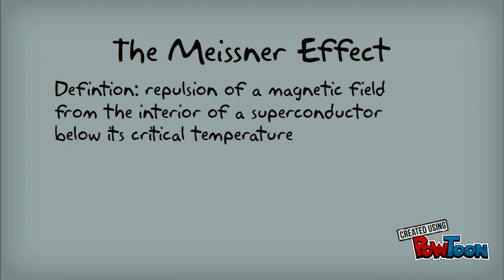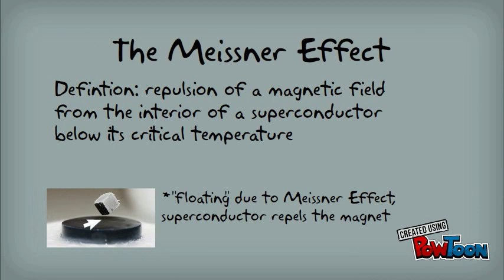The definition of the Meissner effect is a repulsion of the magnetic field from the interior of a superconductor below its critical temperature. As seen in the first image, the floating of the magnet is due to the Meissner effect, because the superconductor repels the magnet.